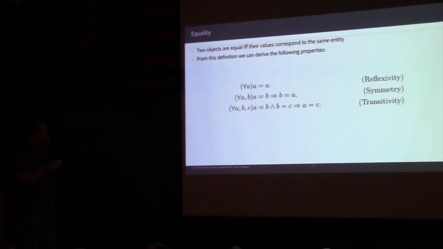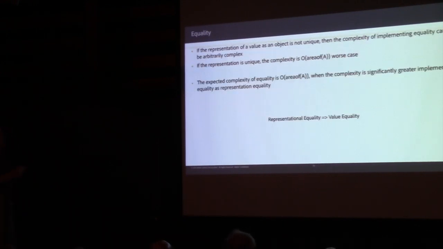It's from that definition that we can derive the properties of reflexivity, symmetry, and transitivity. Those define any equivalence relationship, which equality is, but they don't define equality. So if the representation of a value as an object is not unique, let's think, I could have rational numbers, negative zero. I could have negative zero as an alternate representation of positive zero, right? So I could have two representations that correspond to my same entity.